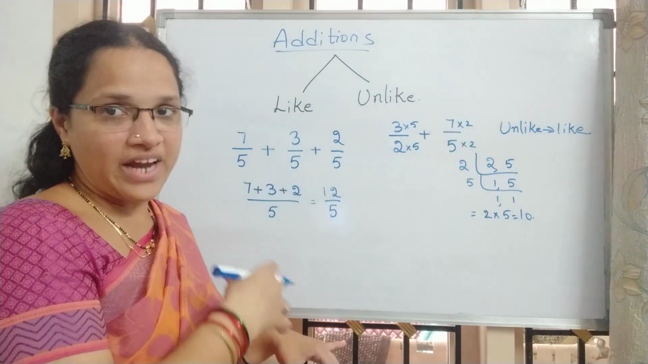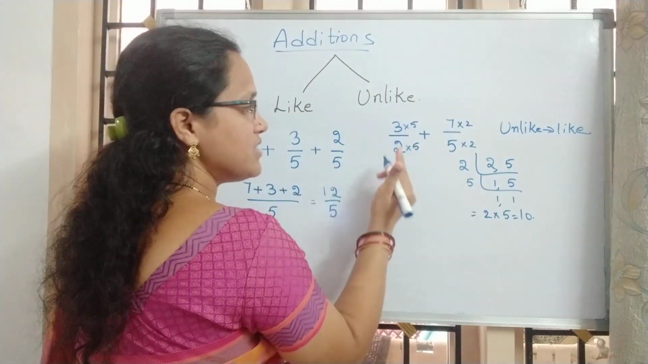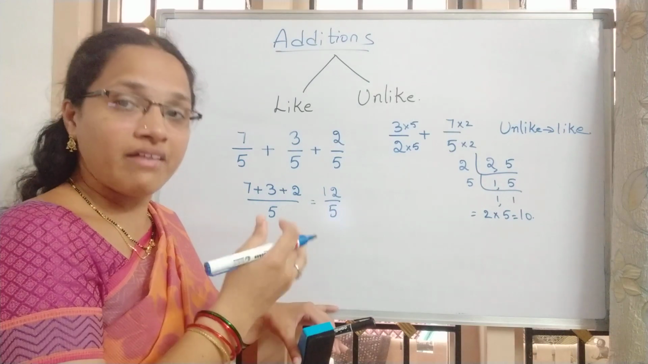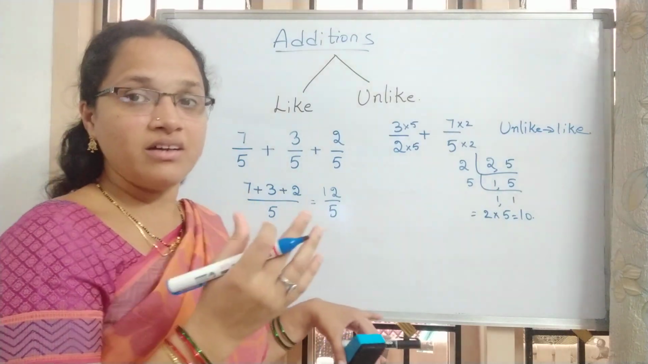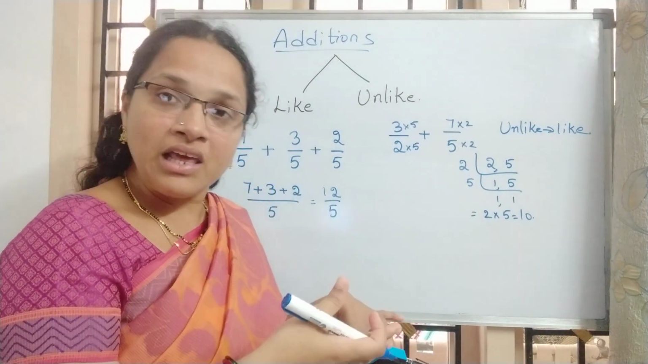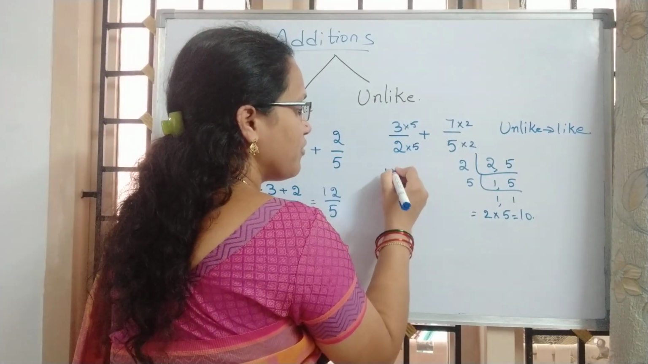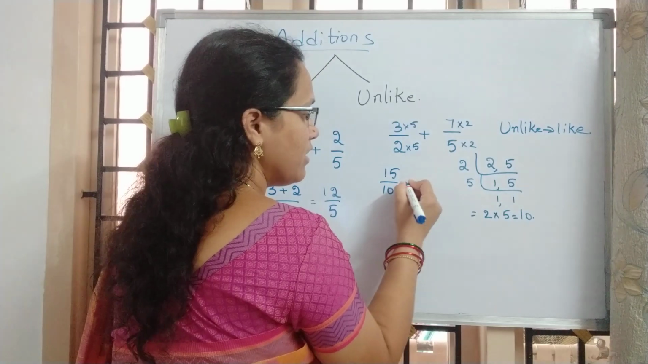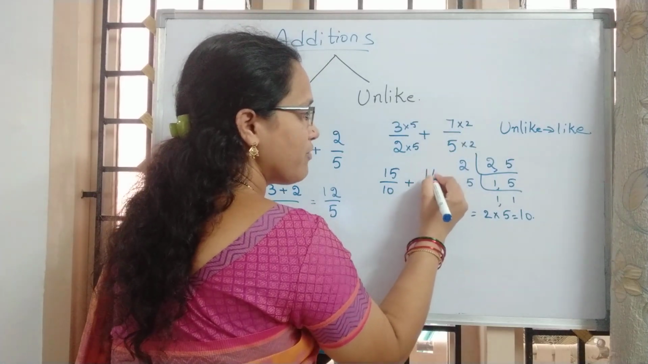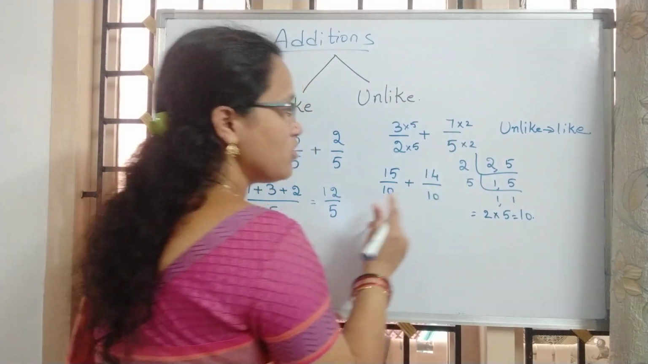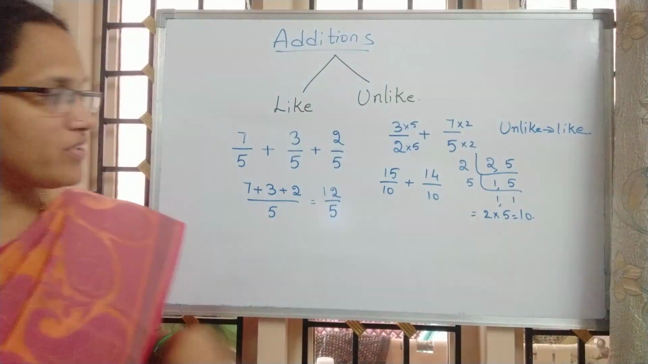Now let us write the fractions first. Please don't write them directly. Write down the fractions so that you will have an idea that you have converted unlike fractions to like fractions. 3 fives are 15 by 10 plus 7 twos are 14 by 10. Now see, what is my first step? Did I complete my first step?